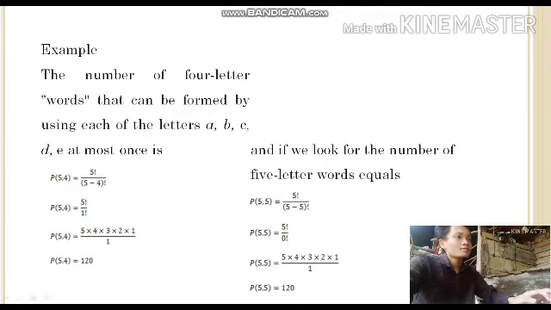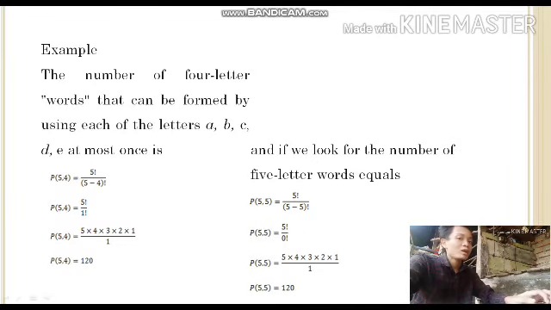Next, example. The number of 4-letter words that can be formed by using each of the letters A, B, C, D, E at most once is permutation P(5, 4) equals 5 factorial over (5 minus 4) factorial equals 5 factorial over 1 factorial equals 5 times 4 times 3 times 2 times 1 over 1 equals 120.